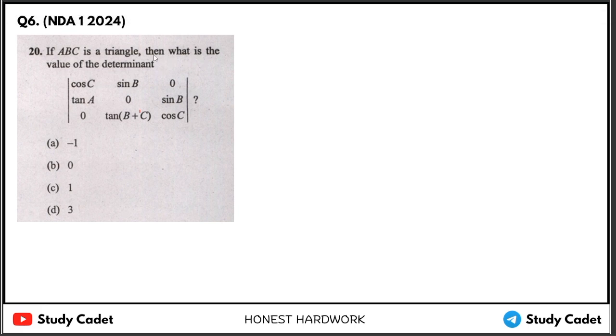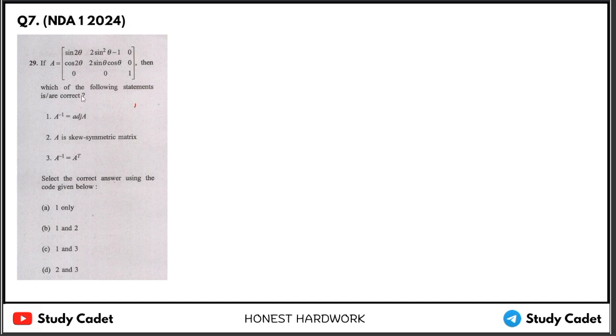If ABC is a triangle, then what is the value of the determinant? We can simply put tan(B+C) as tan(pi minus A), and tan(pi minus A) will be minus tan A. So what will be the determinant? Cos C, this will be 0. Sin B minus tan A cos C, sin B tan A cos C. So both will get cancelled out and the answer will be 0.